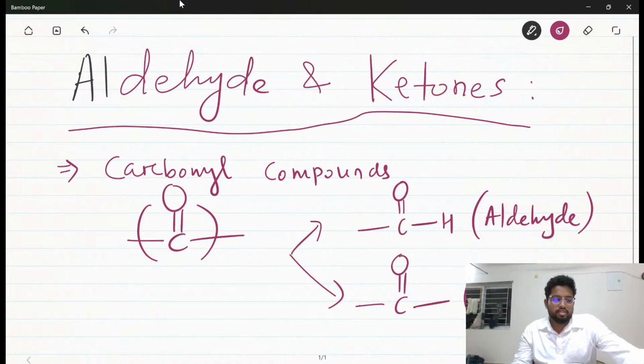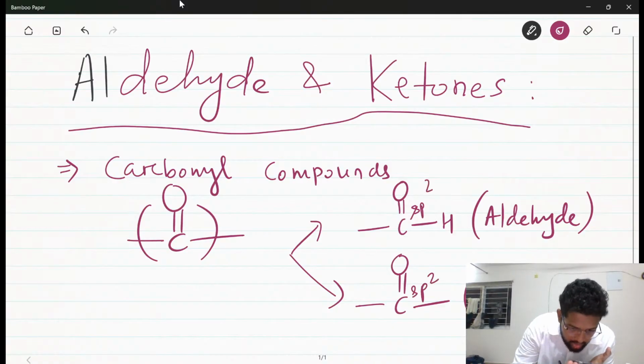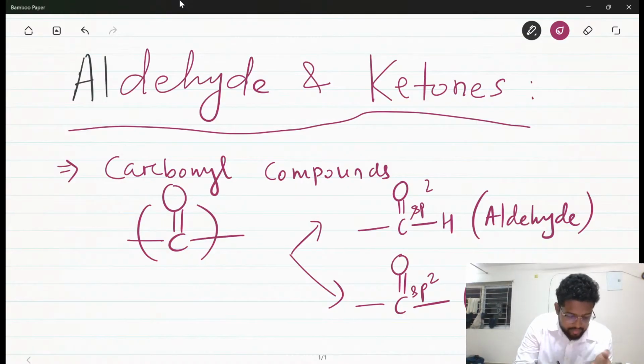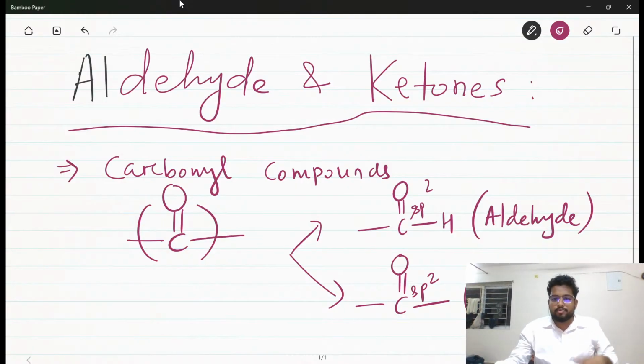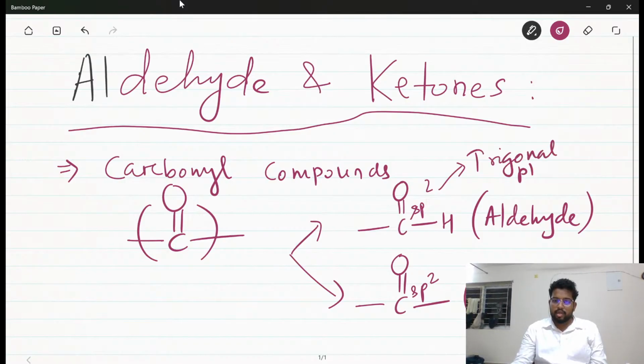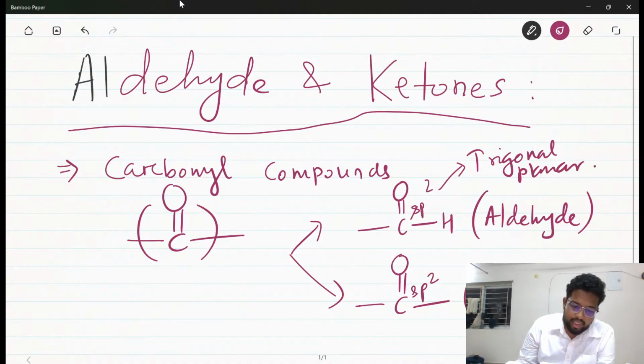Now the next question, what is the hybridization of this carbon? sp2 hybridization. So what do you mean by sp2 hybridization? It would be trigonal planar. Trigonal planar means it will not be existing in a linear plane.